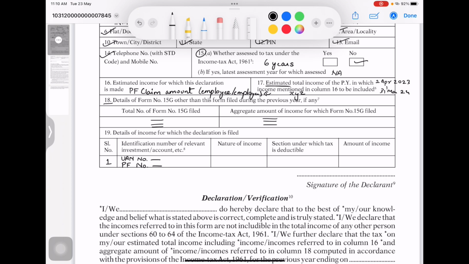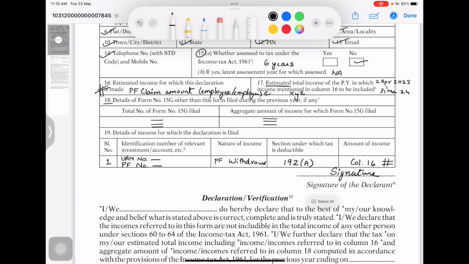So in the nature of income, it's going to be PF withdrawal. And section under which tax is deductible, this is a no-brainer. You don't have to understand it. Just know that this is the section. So just write 192 bracket A. And the amount of income is what you have written in column number 16. All right. So this is what is going to go here. Just put a signature.